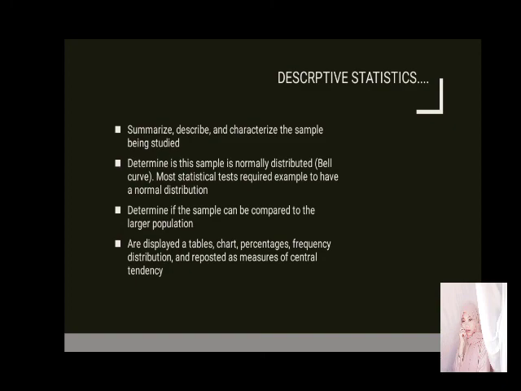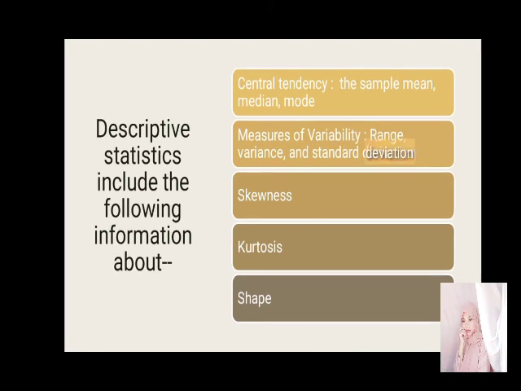measures of central tendency. Descriptive statistics include the following information about central tendency: the mean or average, the median or midpoint, and the mode, the most frequently occurring number. We would also measure the variability in our sample: the range, which is the difference between the largest and the smallest value, the variance, how far the numbers are spread out, and the standard deviation, which is how much variation exists from the average or the sample mean.